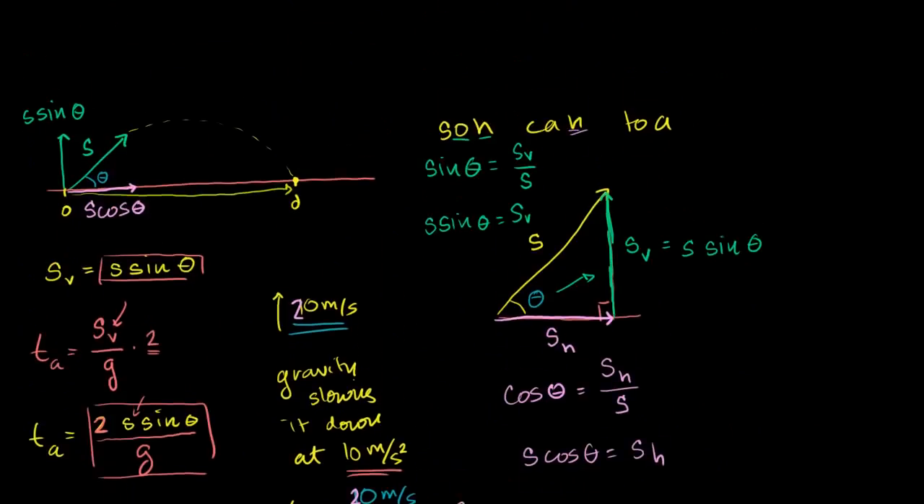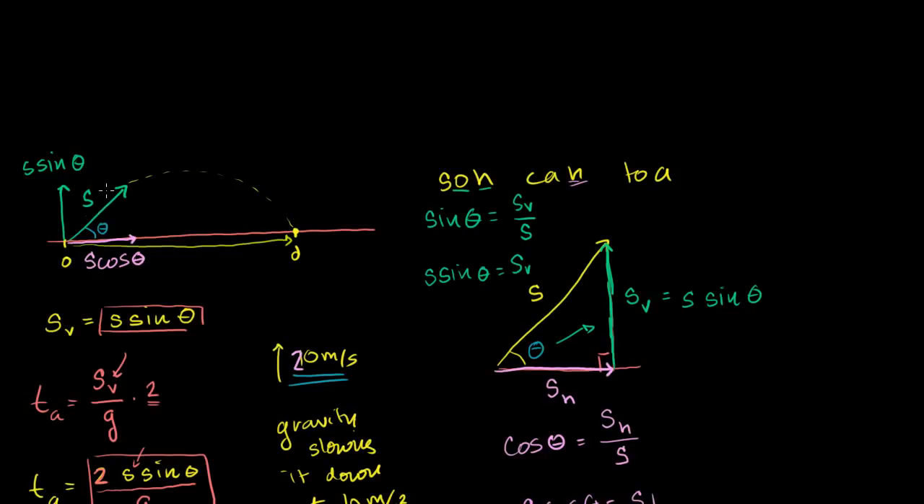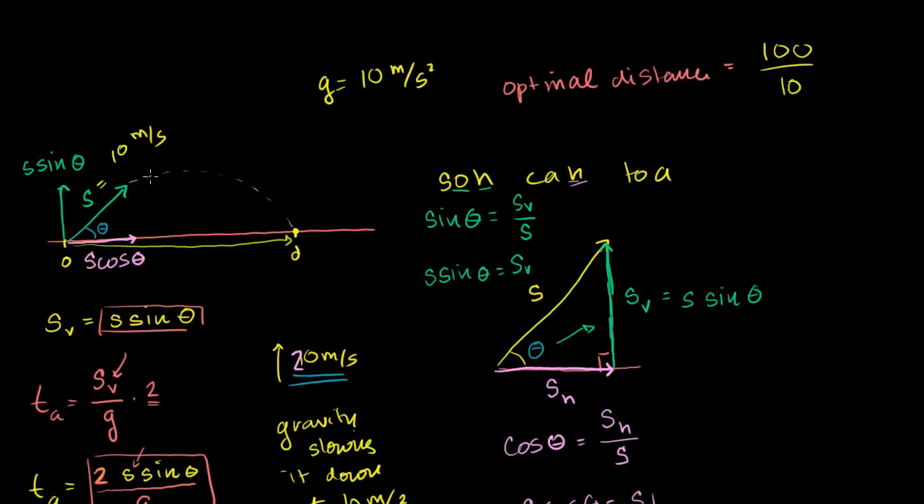So going back to the original problem, let's say s was 10 meters per second, and let's say we're dealing with a world where gravity is equal to 10 meters per second squared. Then according to what we've derived, the optimal distance is going to be s squared, so 100, divided by gravity, which is 10. If you square meters per second, you get meters squared per second squared, divided by the acceleration of gravity, meters per second squared. The second squares cancel out. You have meters squared divided by meters. You're left with your optimal distance being 10 meters. Pretty neat.